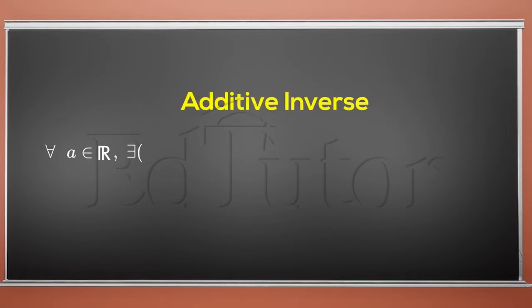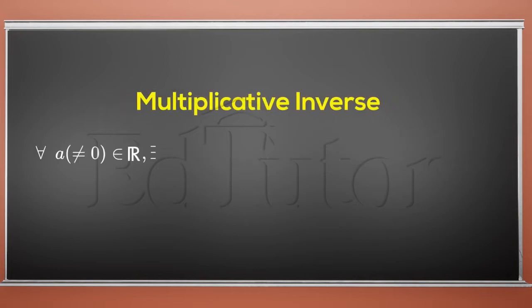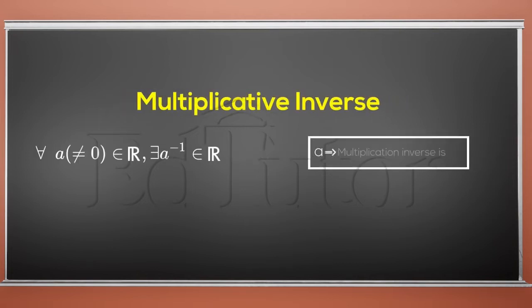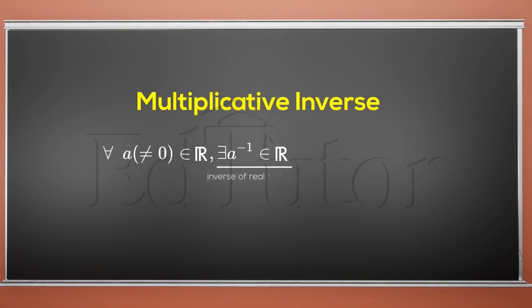Finally, we have the inverses. In case of addition, the inverse of a real number was merely its negative counterpart. The multiplicative inverse, however, is its reciprocal. Hence, their product is always just 1. This works for all real numbers except 0. And that's obvious, right? We know that 1 upon 0 is undefined. But for all other real numbers, there exists its inverse.